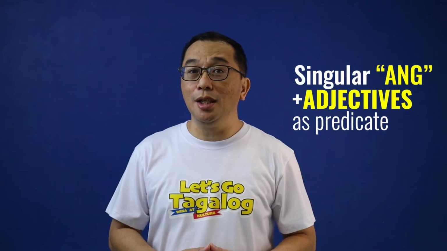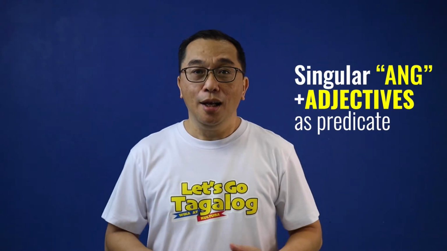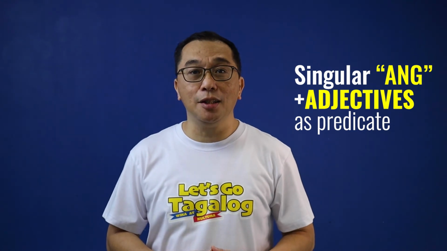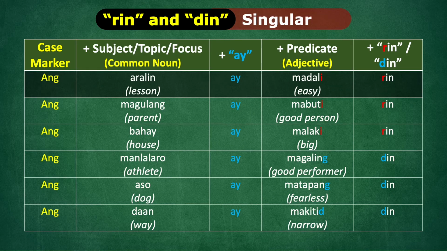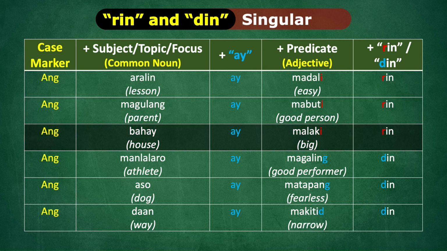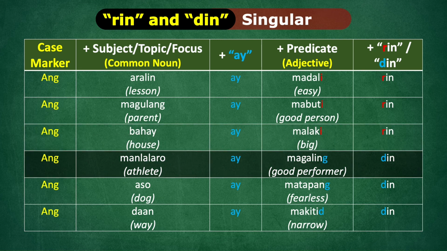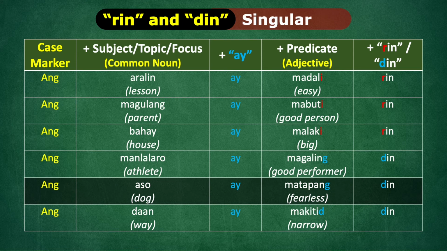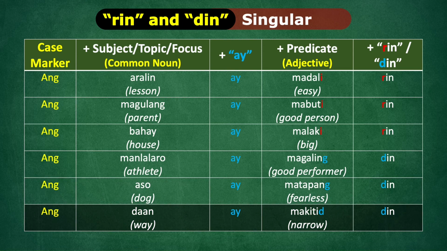Now, let us use the singular case marker ang with adjectives as the predicate. Ang aralin ay madali rin. Ang magulang ay mabuti rin. Ang bahay ay malaki rin. Ang manlalaro ay magaling din. Ang aso ay matapang din. Ang daan ay makitid din. Are you getting the hang of it?